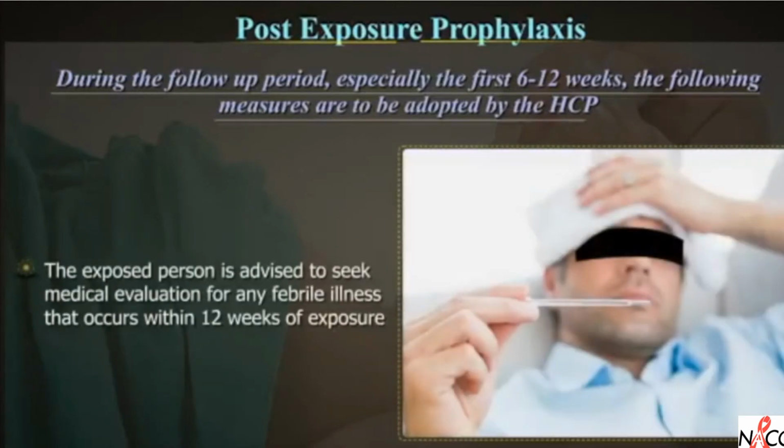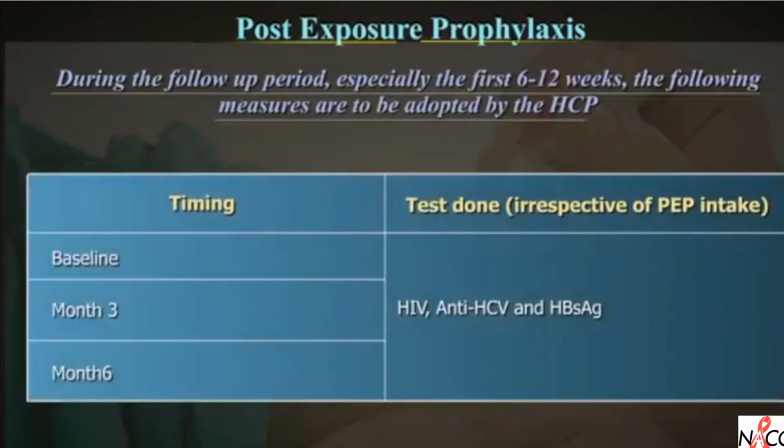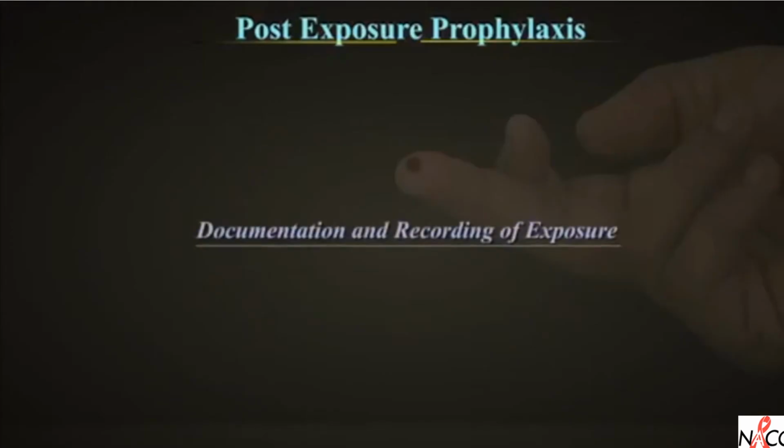The exposed person is advised to seek medical evaluation for any febrile illness that occurs within 12 weeks of exposure. Timing: baseline, month 3, month 6, test done irrespective of PEP intake. Tests: HIV, anti-HCV, and HBsAg.